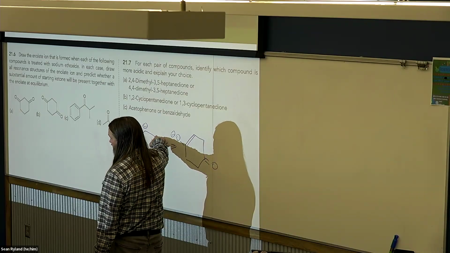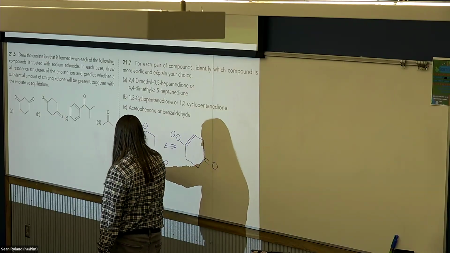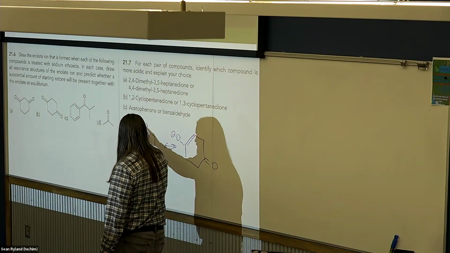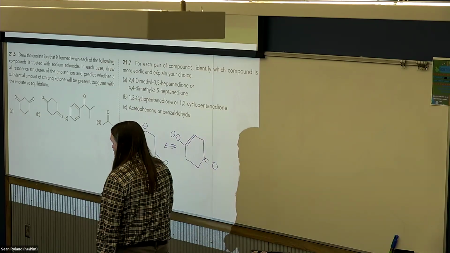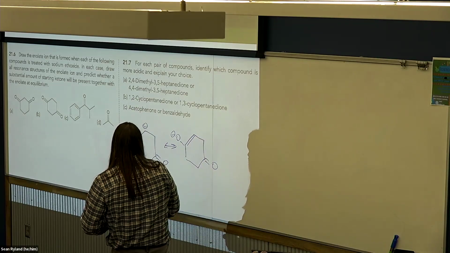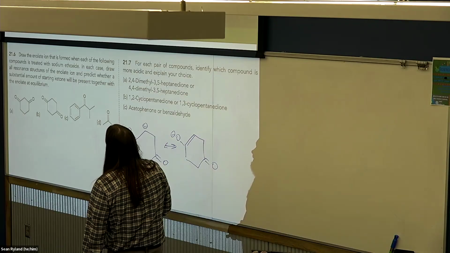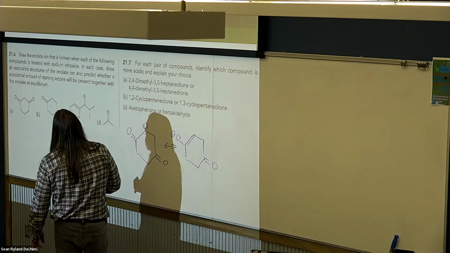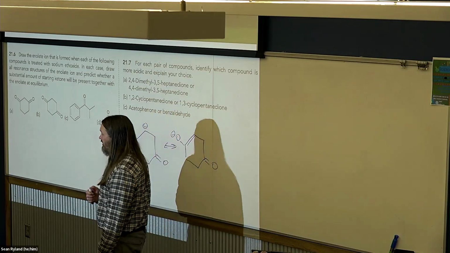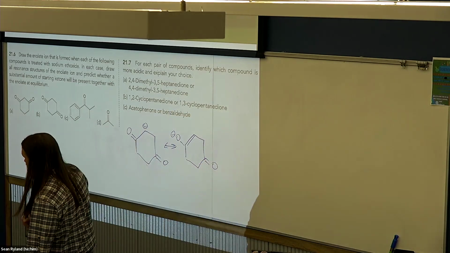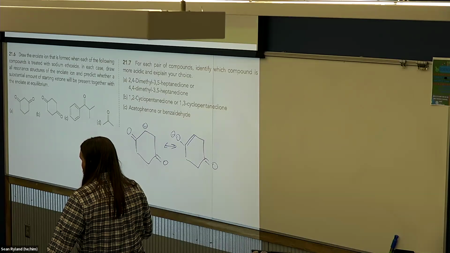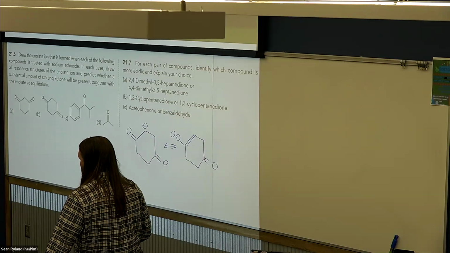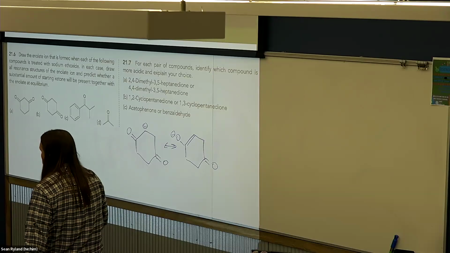So basically, in this case, there's only two. And will there be a substantial amount of starting ketone? Why? It's not as strong a base. Good. It's not strong enough to actually deprotonate fully.